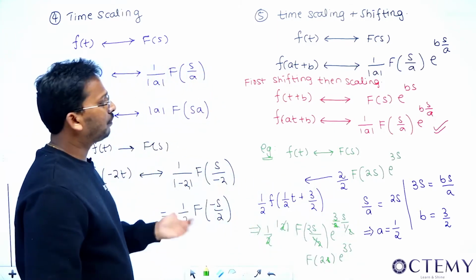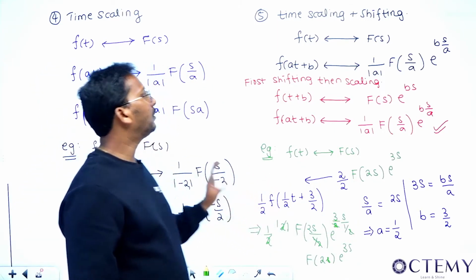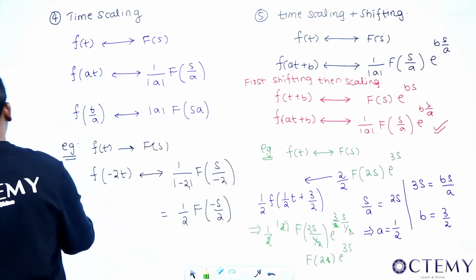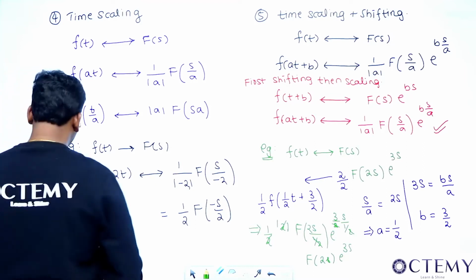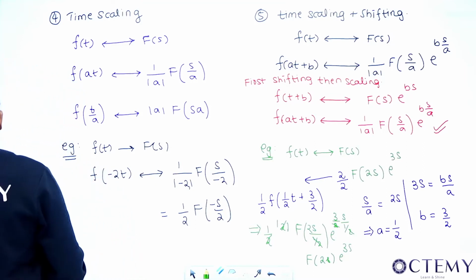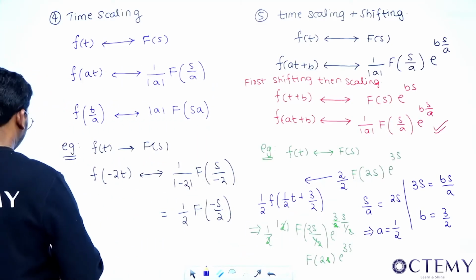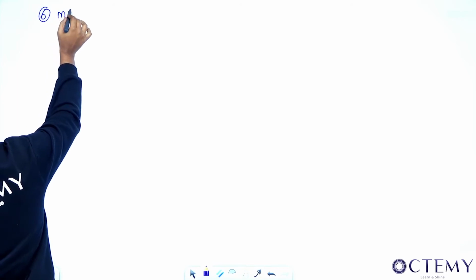Right? These kind of questions can be solved more in your signals and systems. Just remember how to apply your time scaling property, scaling plus shifting property. Very good. Now let me go to the next property. See sir, what's the next property? The next property is something like this. It is multiplication with t property. It is the sixth property.